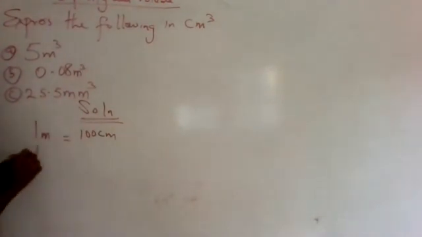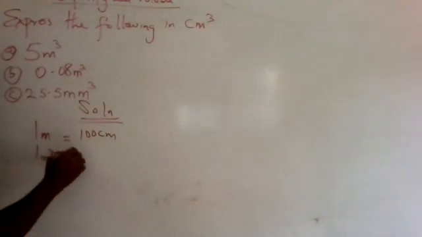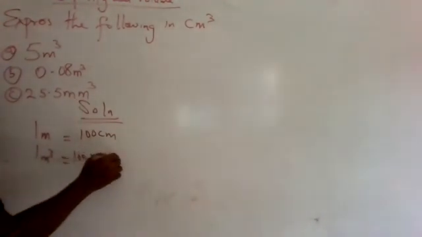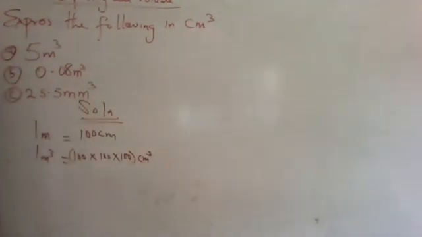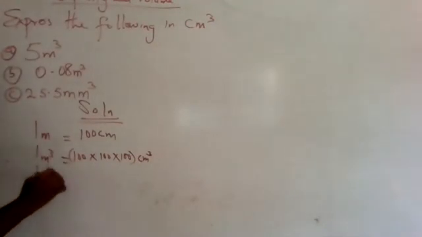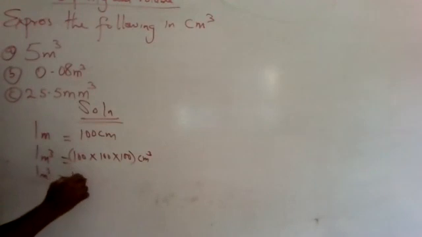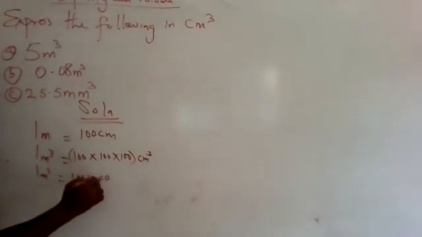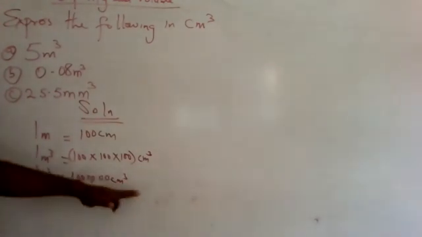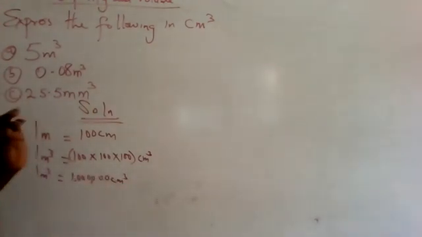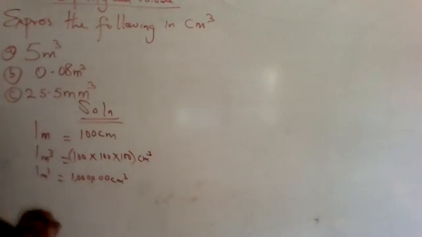So we also know that 1 meter cube, when you're talking in terms of cube, would be 100 times 100 times 100 centimeters cube. Meaning that 1 meter cube is equivalent to 1 million centimeters cube. So just use this as a standard: 1 meter cube is equal to 1 million centimeters cube.